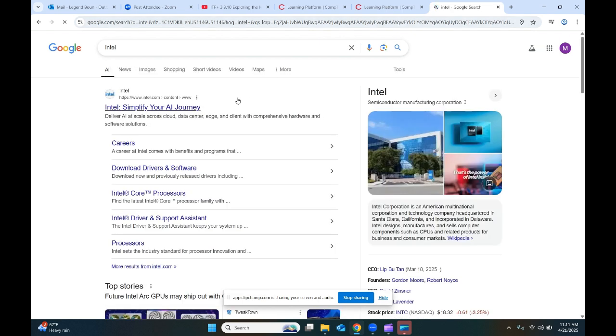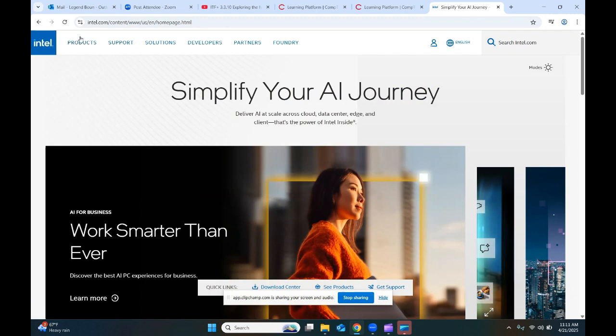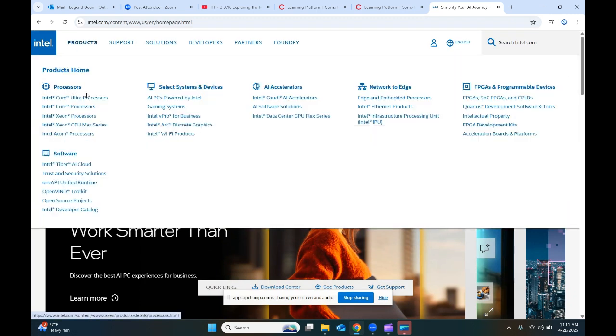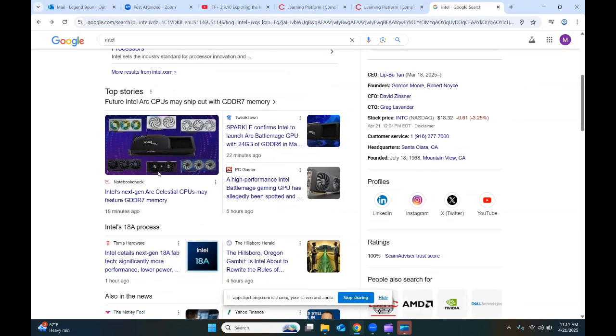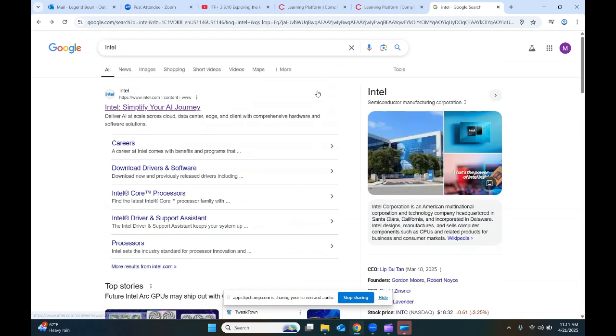Intel. I'll look this up for you. Products. So they have processors. I guess they do have systems. They make network chips too, and they also make FPGAs. Wow, they don't even list their GPUs. Intel Arc Celestial GPUs may feature GDDR7.